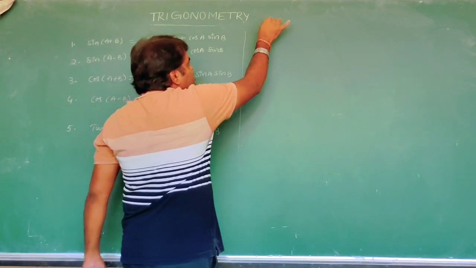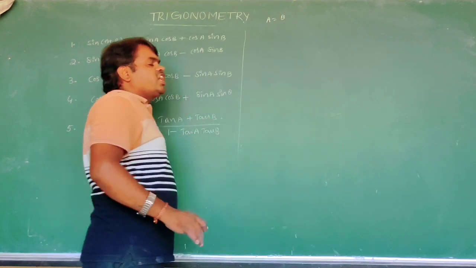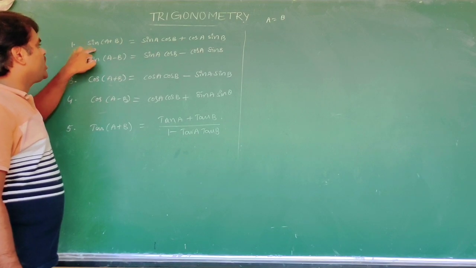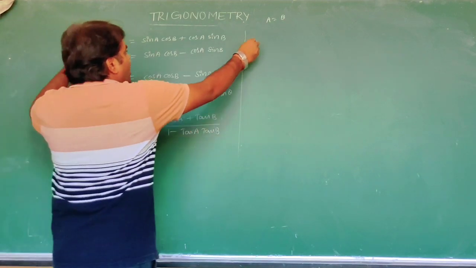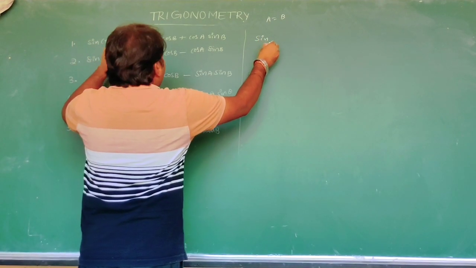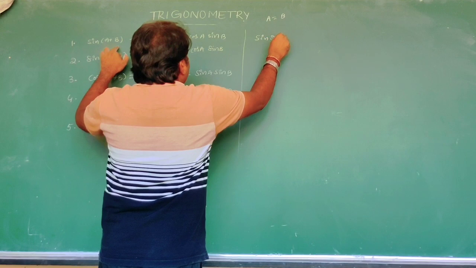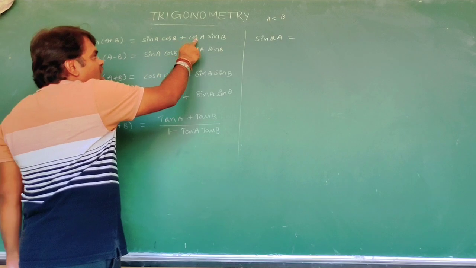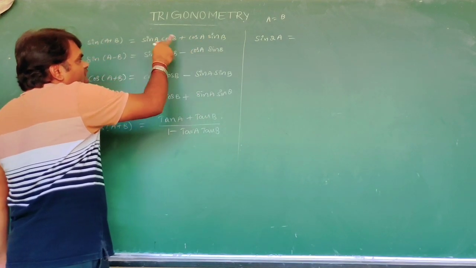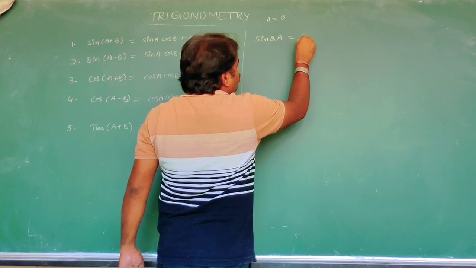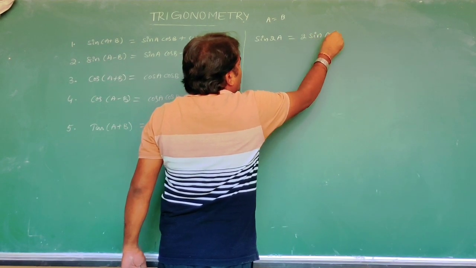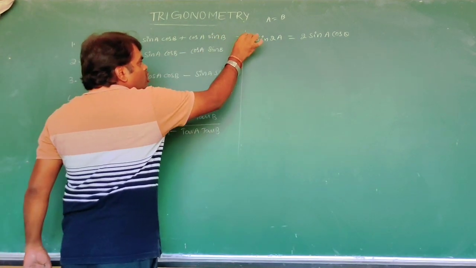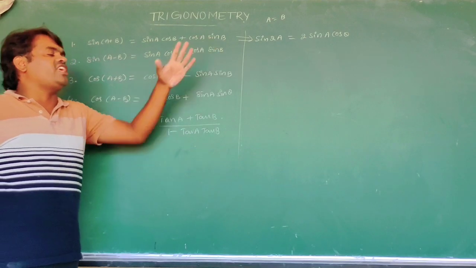If the angles A and B are equal, A and B are equal means we can take sin(A + B). A plus A is 2A, so sin 2A is equal to sin A cos A plus cos A sin A. That is sin 2A equals 2 sin A cos A. Now it's very important. A is equal to B substituted, then the formula can be changed like that.